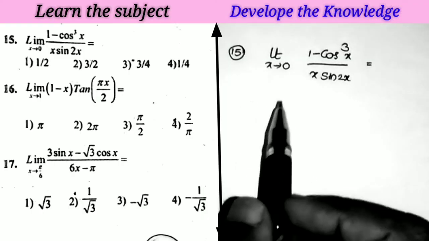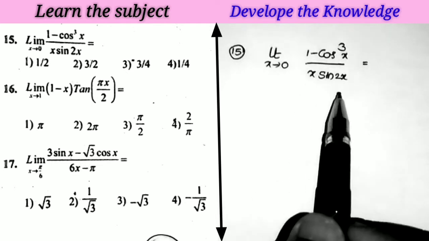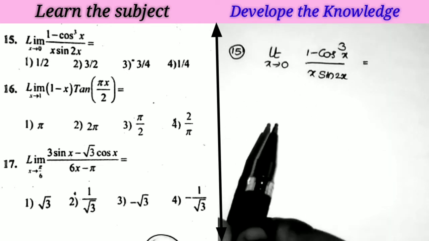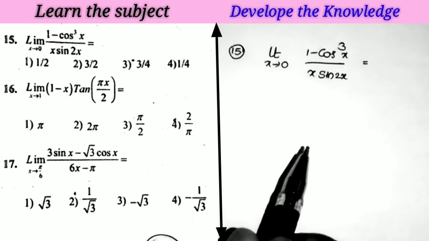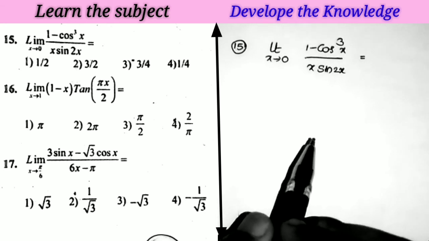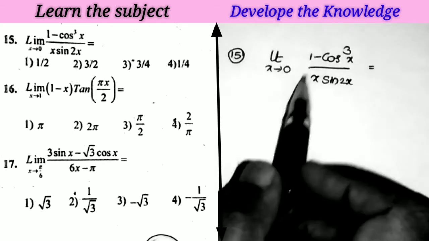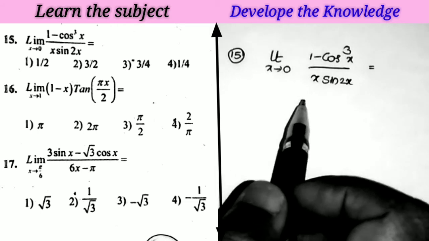The next question: limit x tends to 0, (1 minus cos cube x) by x sin 2x. Okay, very easy question, just applying the direct formula. From limits and continuity, 60 to 70% of the sums are based on the L'Hospital rule and formula-based problems. So when we know the L'Hospital rule and formulas, then we can easily attempt all the questions from limits and continuity. Here we directly get the answer by applying the formula. Now what is the formula?